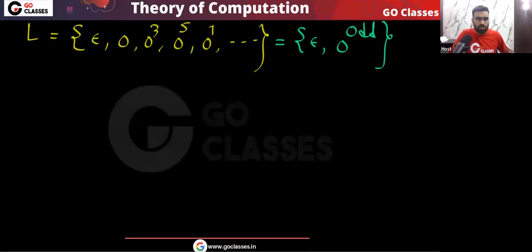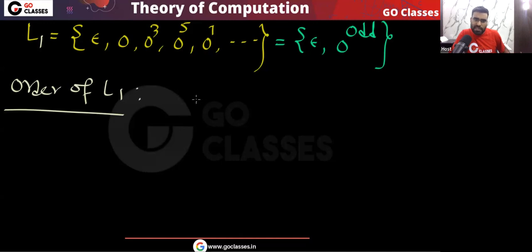Once we have this language, you already have it. This is the empty string, then 0 power 1, 0 power 3, 0 power 5, 0 power 7, basically odd powers of 0. So this is the idea. Remember, we have to find the order of L1.